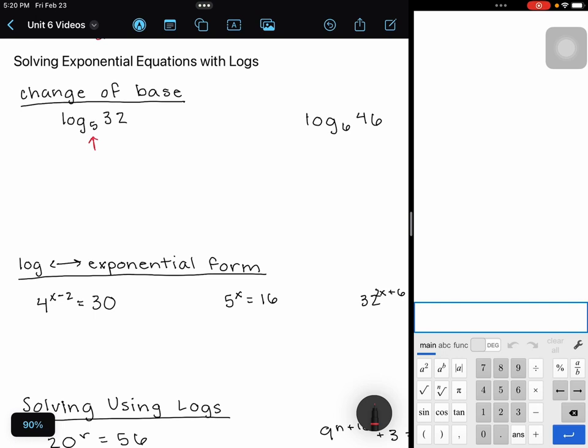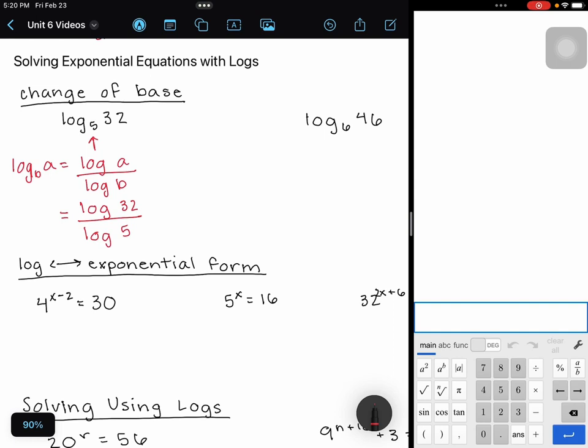Anytime we do change of base, we want to remember that log b of a can be rewritten as log of a divided by log of b. And it doesn't matter which number is quantity-wise bigger. We're just looking for the base is always on the bottom and the argument number is always on the top. So here we have log of 32 divided by log of 5.